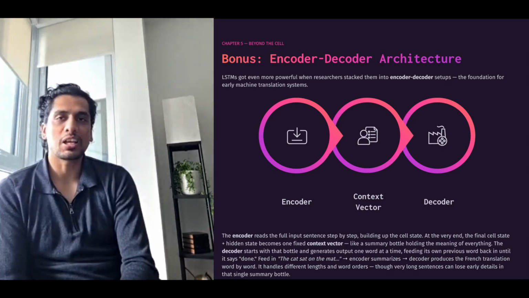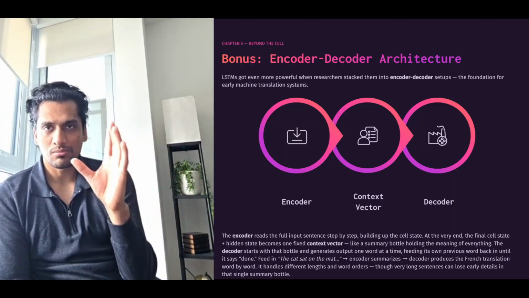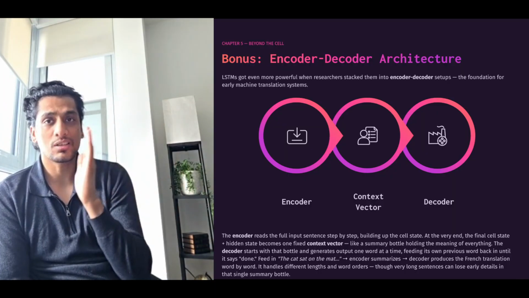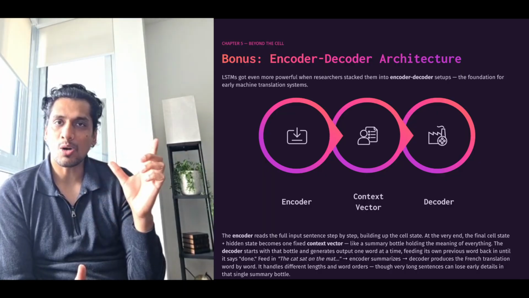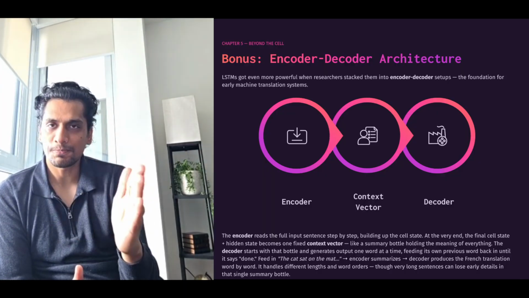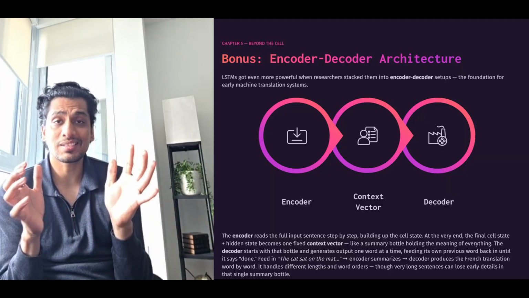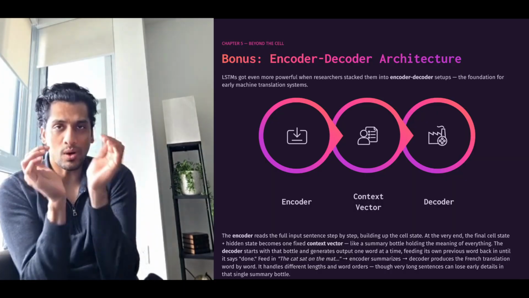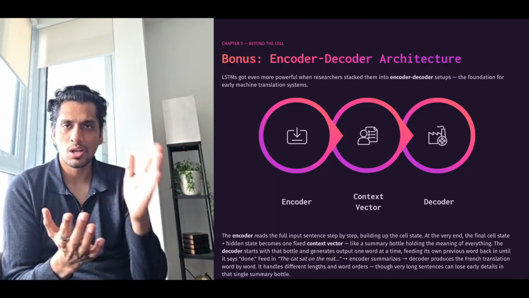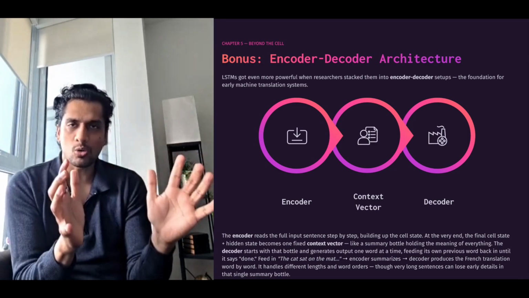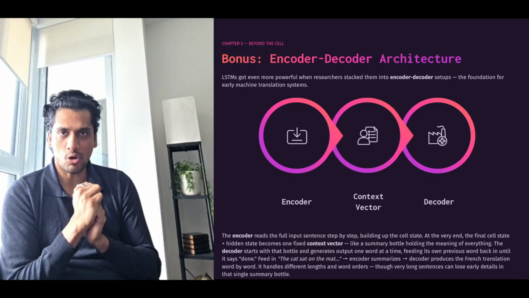So let's take that example again, right? You feed in, the cat sat on the mat. The encoder with many hidden layers, something we talked about in the last video, summarizes. The decoder spits out the French version word by word, handles different lengths and orders. Though super long sentences can lose some early details in that one summary bottle because it's summarizing everything, right? So that was encoder decoder. Just wanted to give you a very broad overview. We could talk more about this in the next video too, but that will be the basics of transformers.